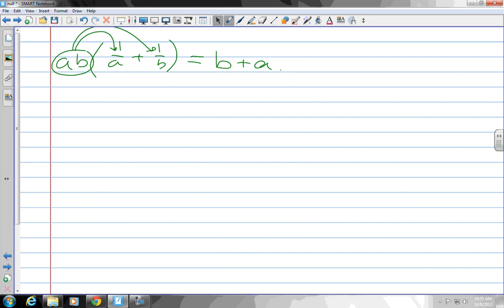Are you okay with doing that part in your head? That distribution and canceling the denominators? Well, no, because this is AB over 1, really. So AB goes in the numerator, 1 goes in the denominator. All right, let's try that one.